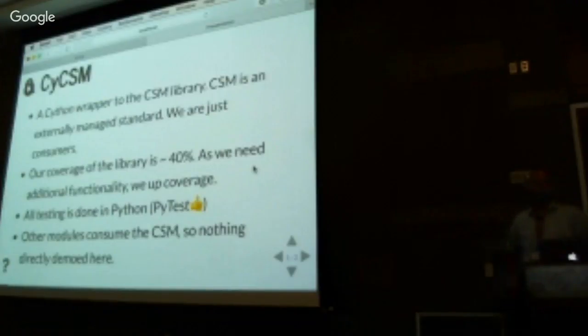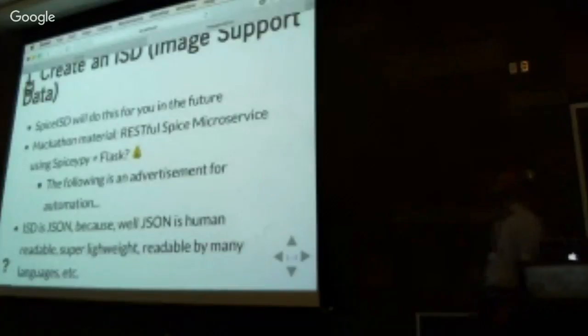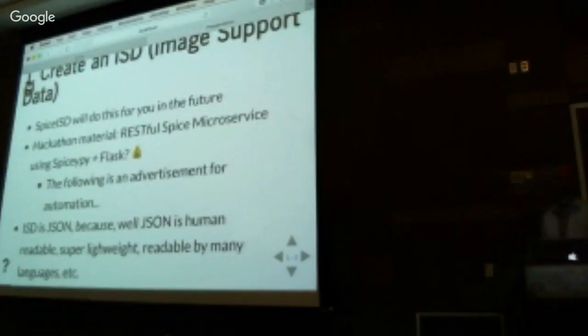One nice thing is all of our testing of the underlying C++ is done in PyTest, which is a really nice framework. So we're testing at the Python level, which makes things way easier. The other modules consume the CSM, so there's literally nothing to demo. We're using this API. All right, so then creating image support data.